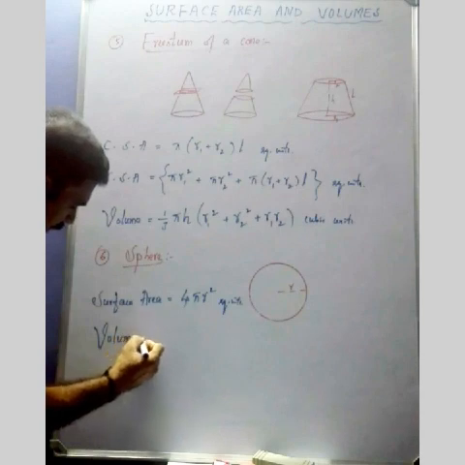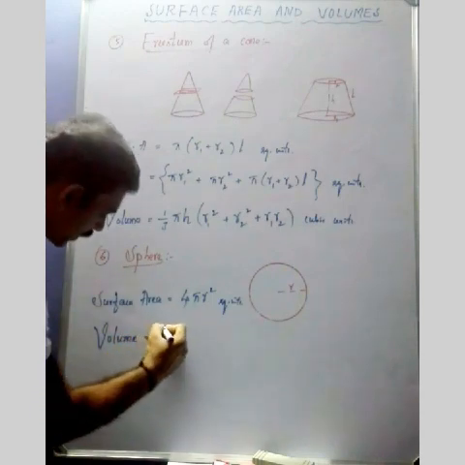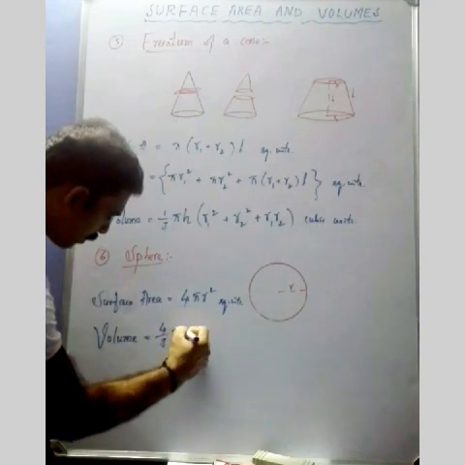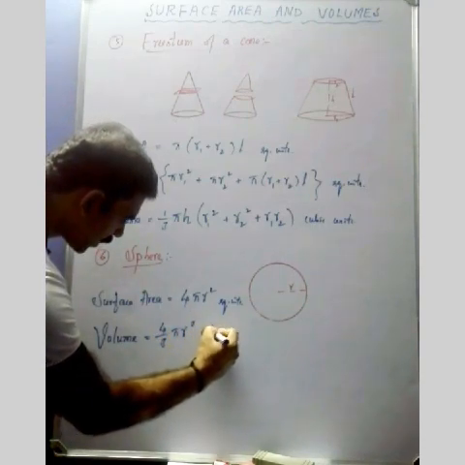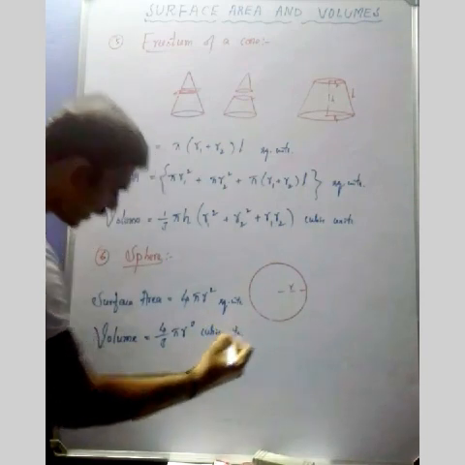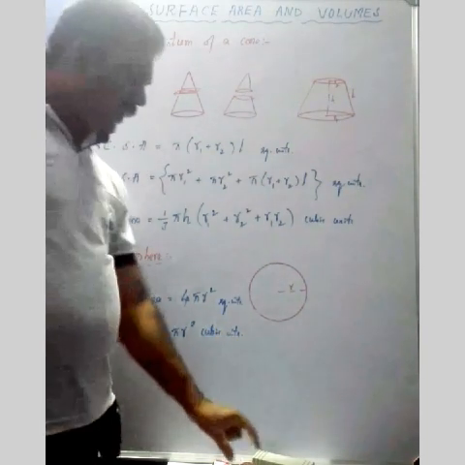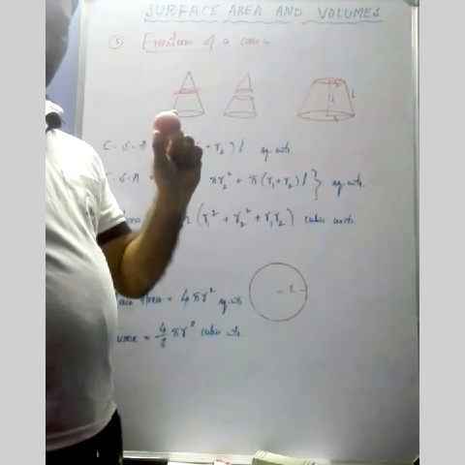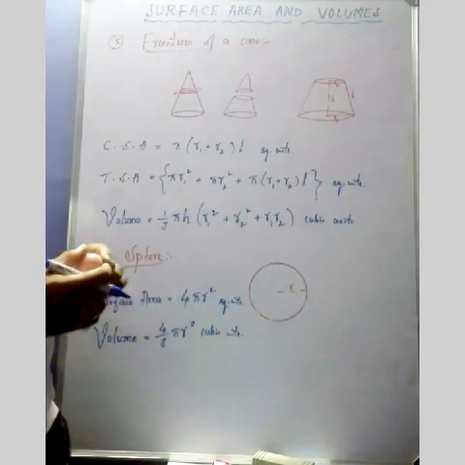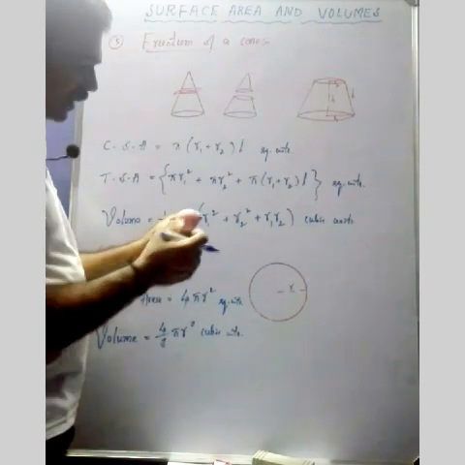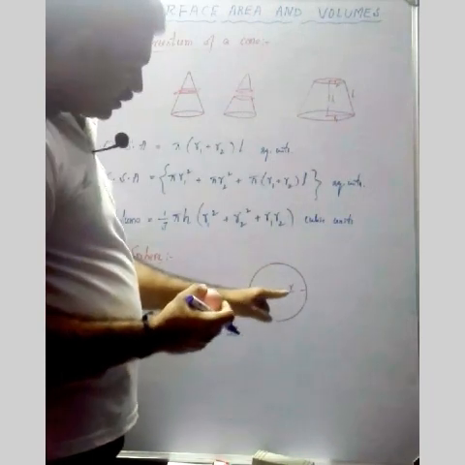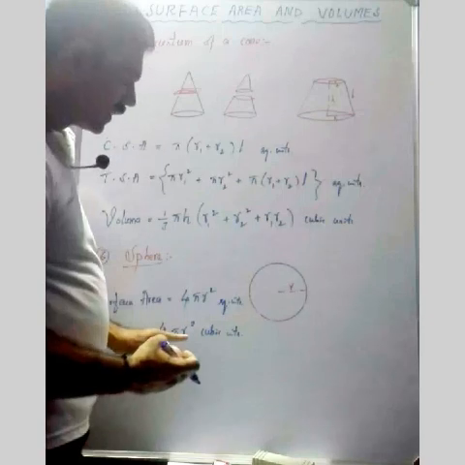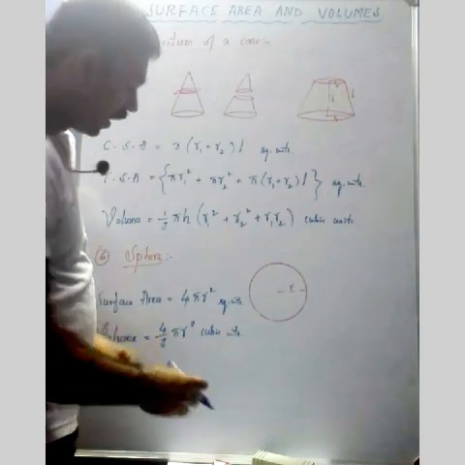Volume of the sphere equals 4 by 3 pi r cube cubic units, because one sphere is divided into 4 cones. The volume of the cone equals 1 by 3 pi r square h, but in any sphere the height is equal to the radius, so pi r square h, r square into r equals r cube.